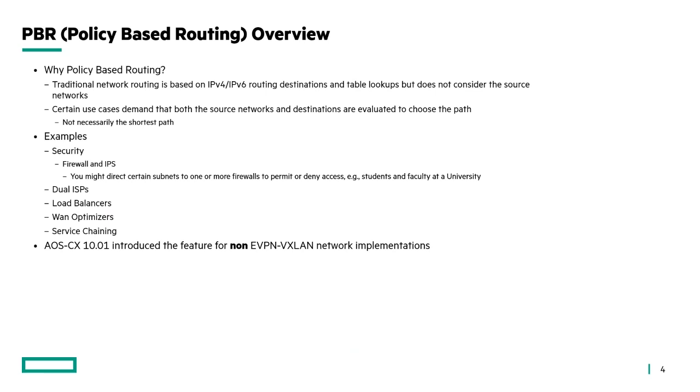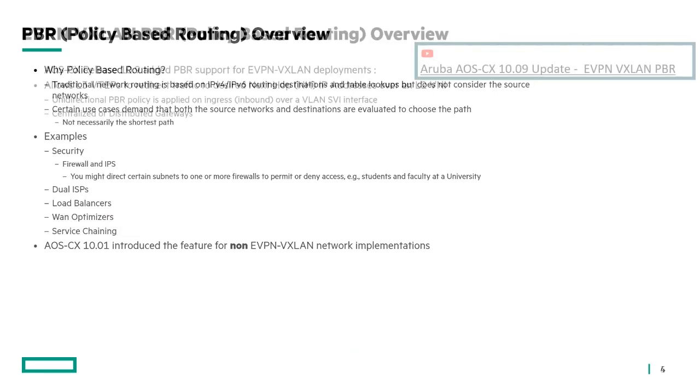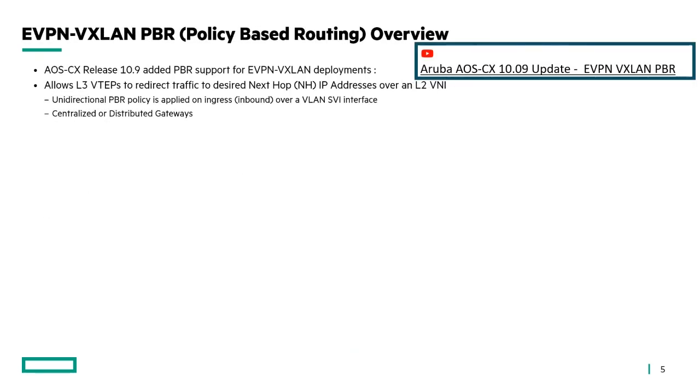And so our initial support with 10.01 introduced the feature for non-EVPN-VXLAN network implementations. And with AOS-CX release 10.9, we added PBR support for EVPN-VXLAN deployments. And you can see I've got the link there for the YouTube video that we have on the subject. So I encourage you to review that in addition to the content that we're covering today.